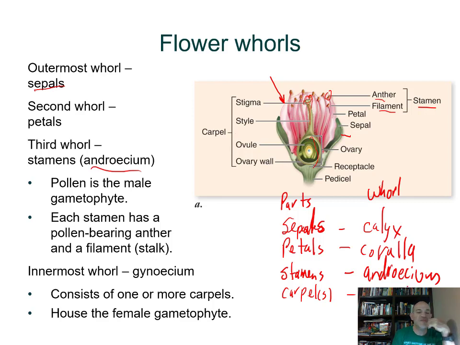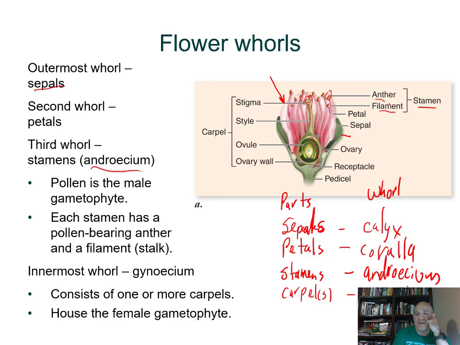And gynos means female. So this is going to be where the ovule is produced, which is the female gametophyte, and within there is where the egg would be.